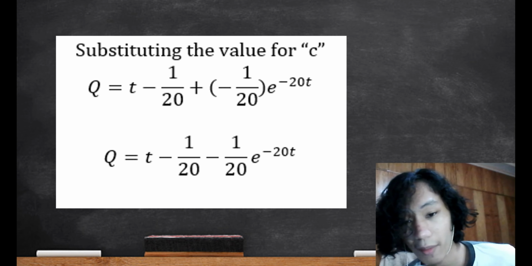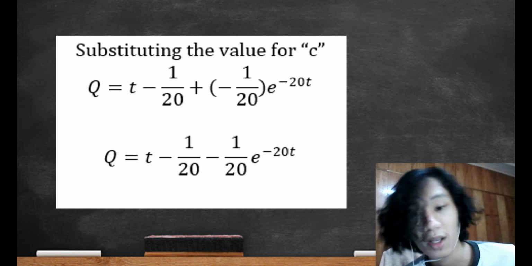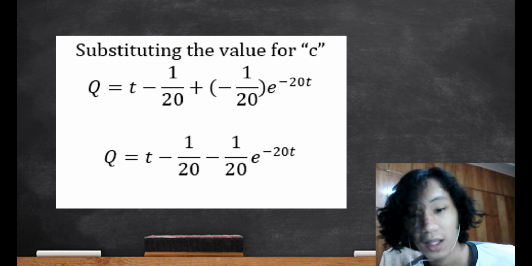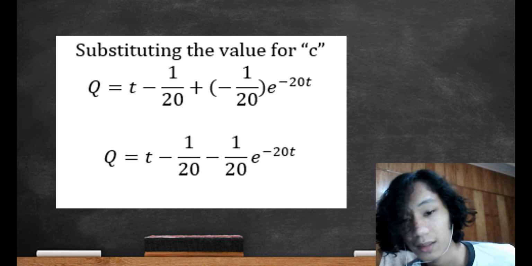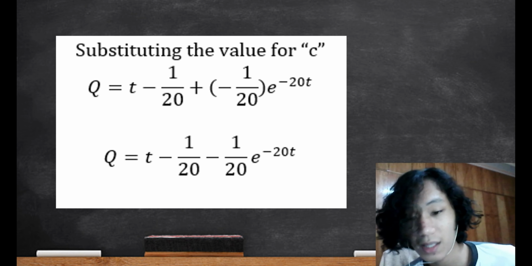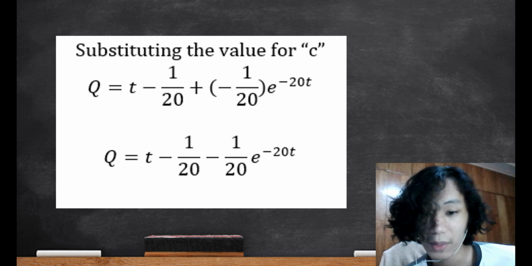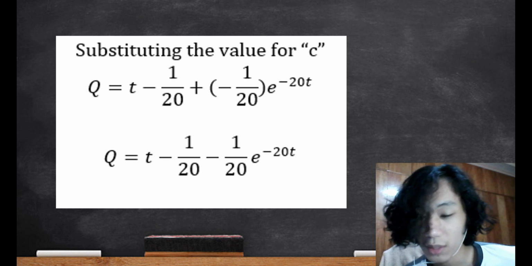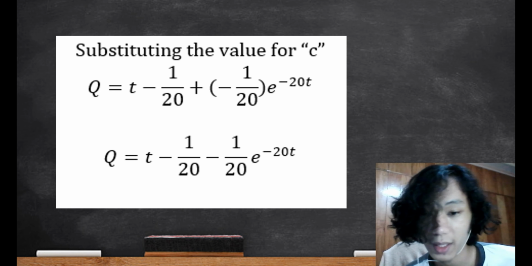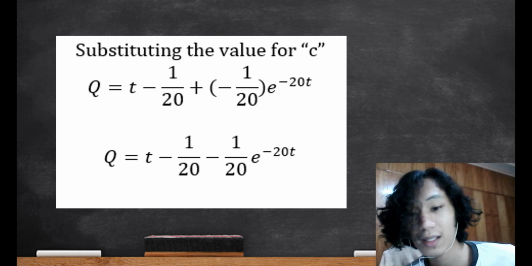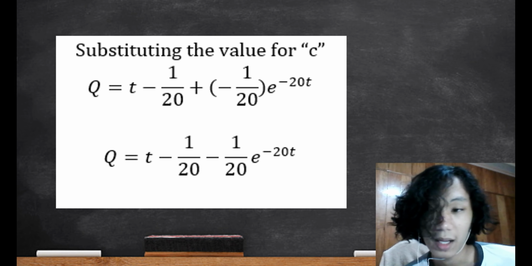Substituting the value of c in the solved original equation, we get q = t minus 1/20 plus 1/20 times e raised to negative 20t. Simplifying this equation, we get q = t minus 1/20 plus 1/20 times e raised to negative 20t. So that is the formula for current at any time t.